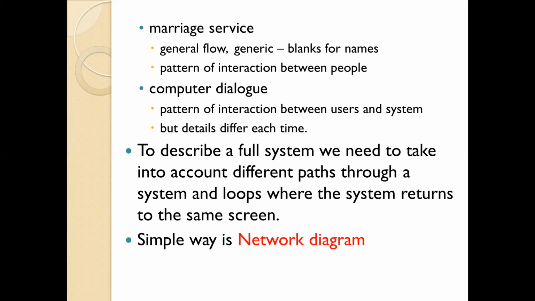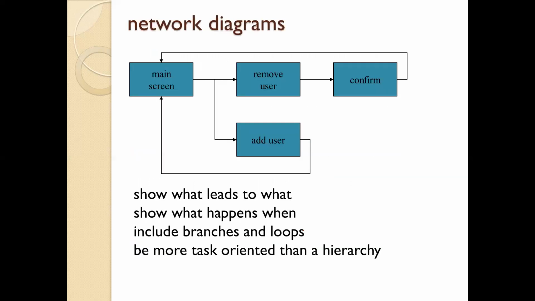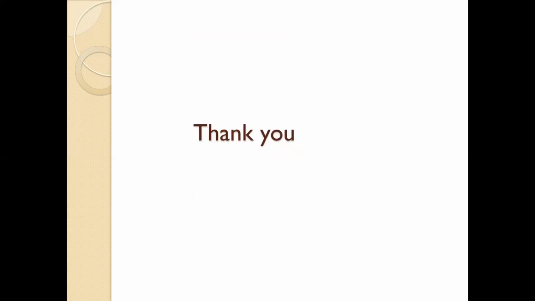To describe a full system, we need to take into account different paths through the system and look at whether the system returns to the same screen. A simple way is a network diagram. In this network diagram: main screen, remove user, confirm, then add user. It shows what leads to what, shows what happens when, includes branches and loops, and is more task oriented than a hierarchy.